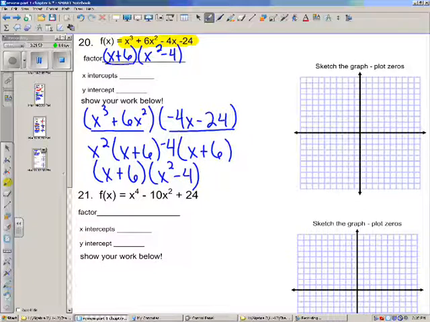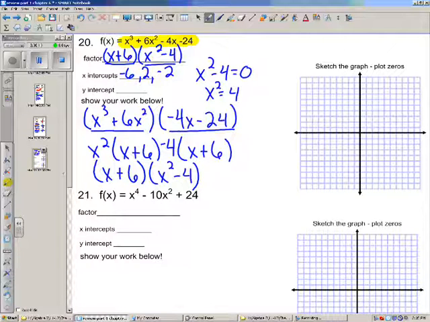And my x-intercepts, the first parentheses, will give me negative 6. The second set of parentheses, again, when I set that equal to 0, I can add 4 to the other side. And when I take the square root of 4, it's 2 and negative 2. And then my y-intercept is negative 24. So going to graph, negative 24 really doesn't fit on here, so I'm just going to put it here.